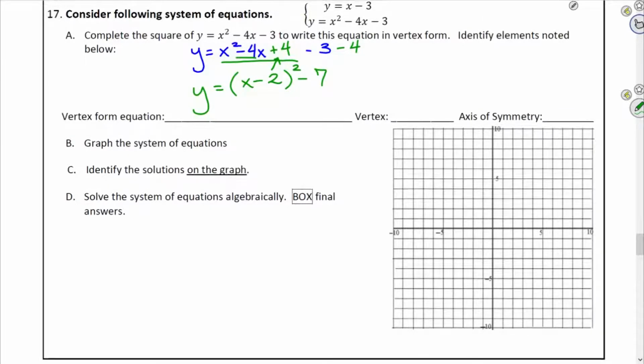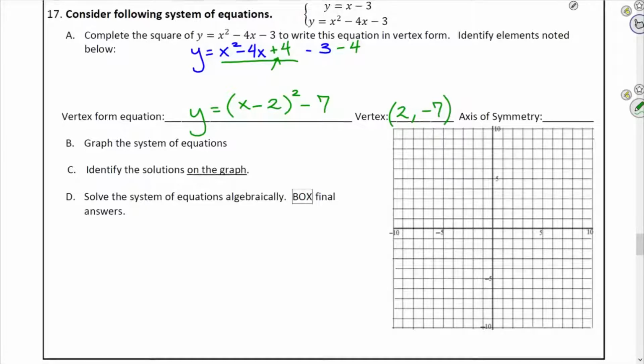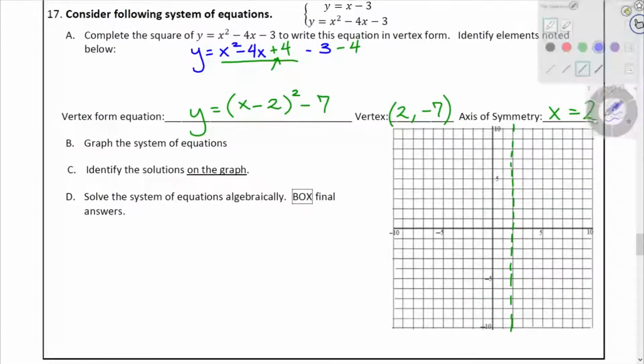This is the equation in vertex form. Okay? And the vertex will be, I change the sign for x, but not for y. Okay? And the axis of symmetry is going through this x coordinate. I get x is equal to 2. Okay? So drawing that in, it's right here. Okay, so plotting some points, I have the vertex at (2, -7), right here.